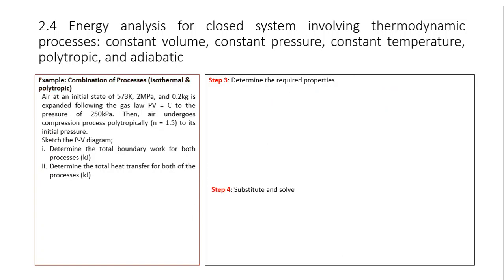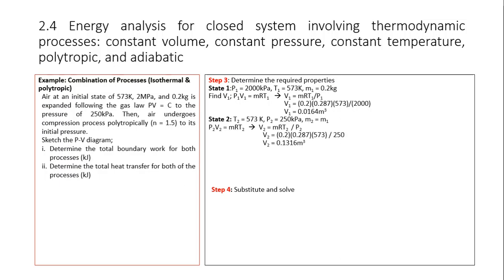For step 3, determine the required properties. We have 3 states, so we start with state 1. Whatever properties are required in state 1, we calculate. We see here we need the volume 1, so we use the equation PV equals mRT. For state 2, we need volume 2, so we calculate for volume 2.